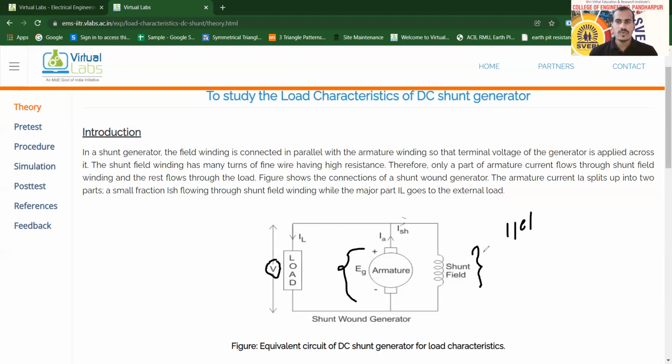The shunt winding has a large number of turns, which gives very high resistance. So whatever armature current flows through the armature winding will also flow through the shunt winding, but the amount of this current will be less due to the high resistance. If we apply KCL at this point, then IA is equal to ISH plus IL.